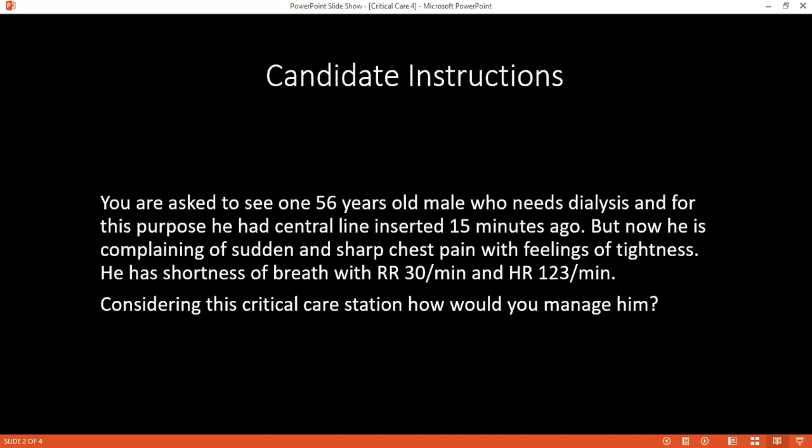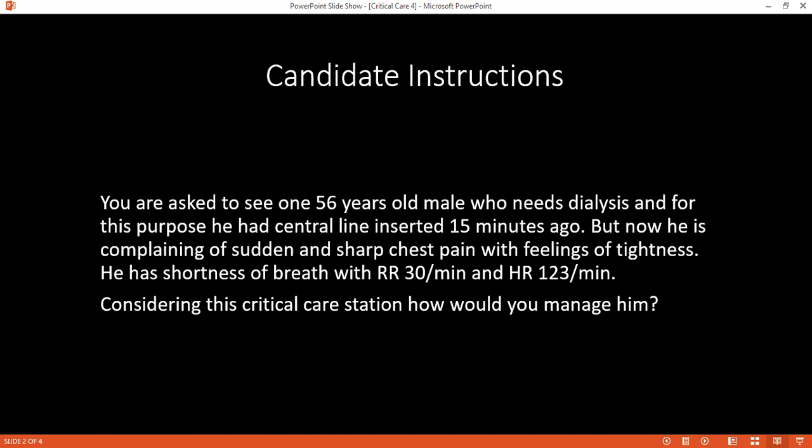Okay, you've inserted, you've managed. Tell me what is the technique that one should use according to the NICE guideline for removing the central line which has been inserted? For removing, I will put the patient's head down to prevent air embolism.